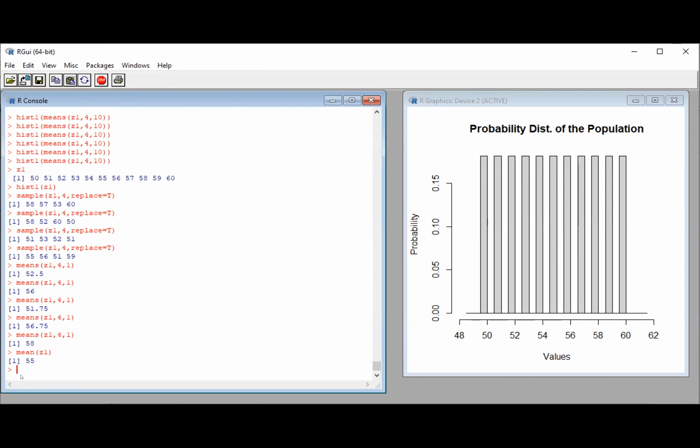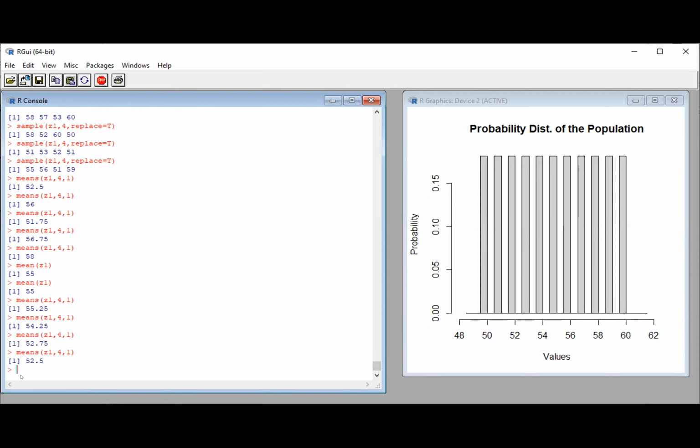So why are you getting different means? Because, remember, the sample mean is a random variable. Every time you pick a sample, you get a different mean. That's what you are seeing over here. Somewhere close to 55. So this time I hit very close, 55.25. But every time you'll get a different number.